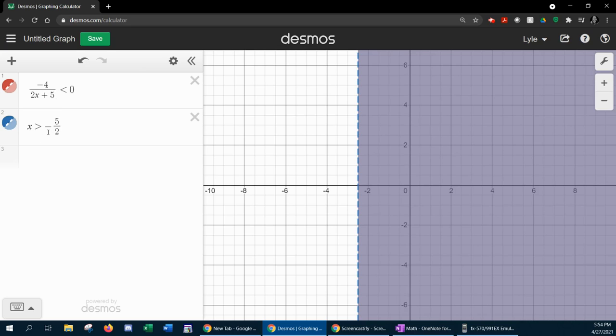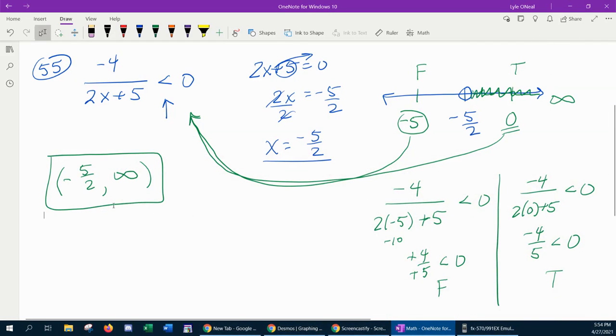So this was my solution set. Everything greater than negative 5 halves, not greater than or equal to, strictly greater than, since the original problem had a less than, it didn't have the equal to part. And this indicates that my solution set is correct. Negative 5 halves to infinity. And that's how you can use Desmos to verify your solution set.